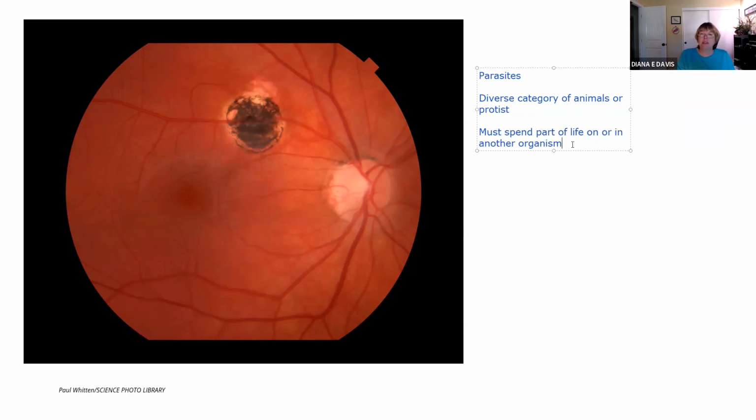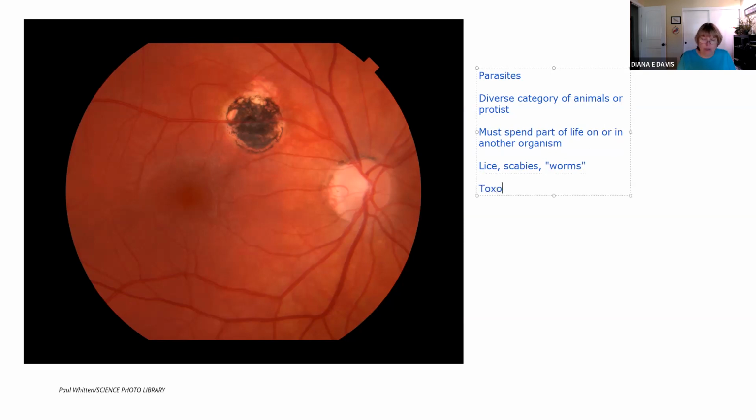So some of these things that we consider parasites, they may only need a blood meal. So they may just have to take a bite of blood. And these are things like lice, scabies, various types of worms, roundworm and pinworm and tapeworm and hookworm.